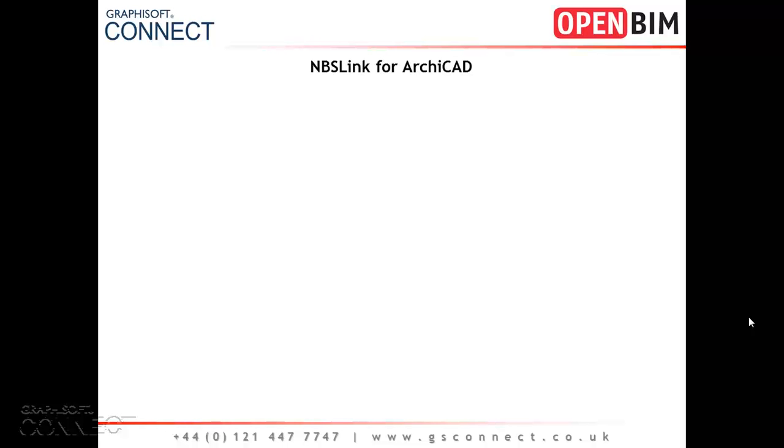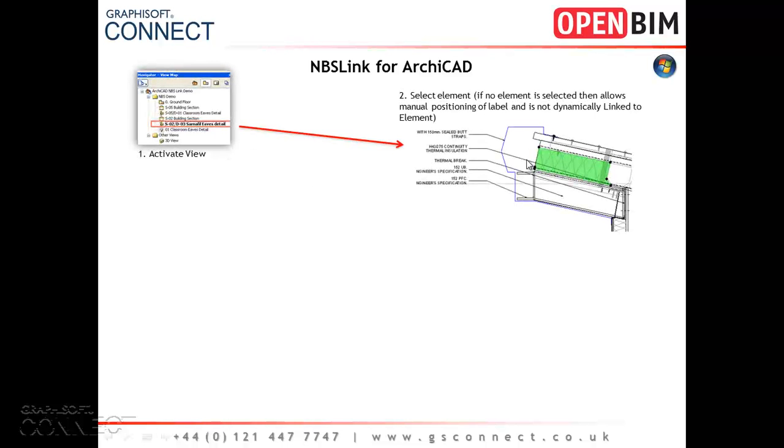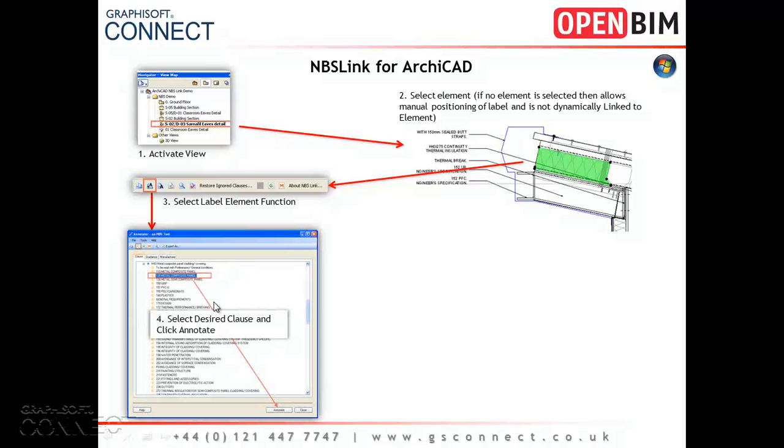In terms of documentation systems, we have an MBS Link for ArchiCAD, which links ArchiCAD to an MBS specification file. The workflow is very simple. You simply select a view in ArchiCAD. You can then select a component from within that view, choose then to label or annotate that particular element. Labels come with leader lines attached, annotations are text. That then activates the NBS annotator, which allows you to pick up a particular clause.